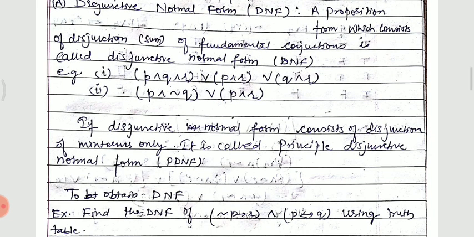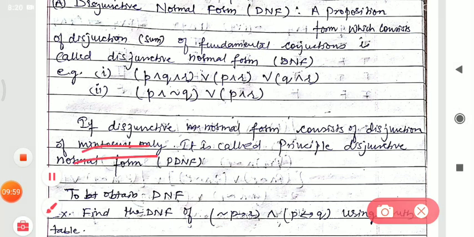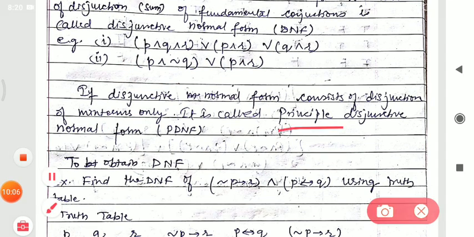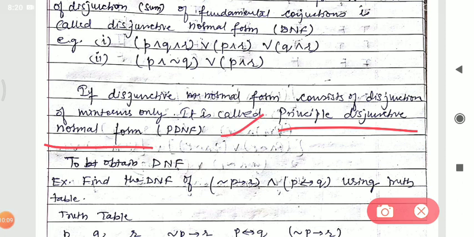Now what we are saying is, if we are taking fundamental conjunctions inside the brackets, and if these fundamental conjunctions become min terms, look at this, if the bracketed terms are min terms, then the DNF is called principal disjunctive normal form, that is PDNF. That is a very important thing, so that we don't have to choose any specific procedure for PDNF. We will simply find DNF, that is disjunctive normal form, and if in the answer we are getting min terms in brackets, that is, a sum of min terms, it is PDNF.